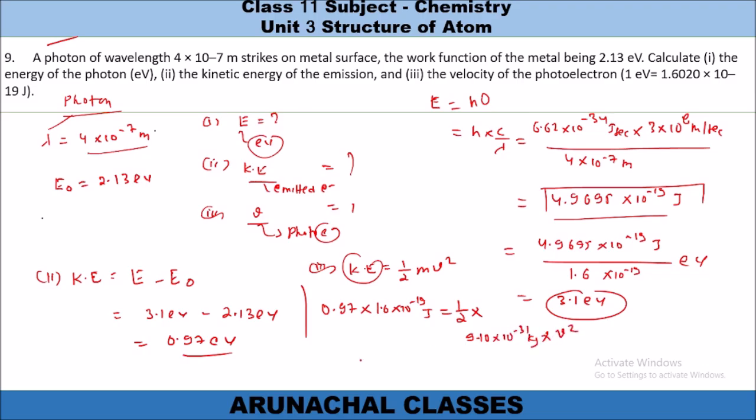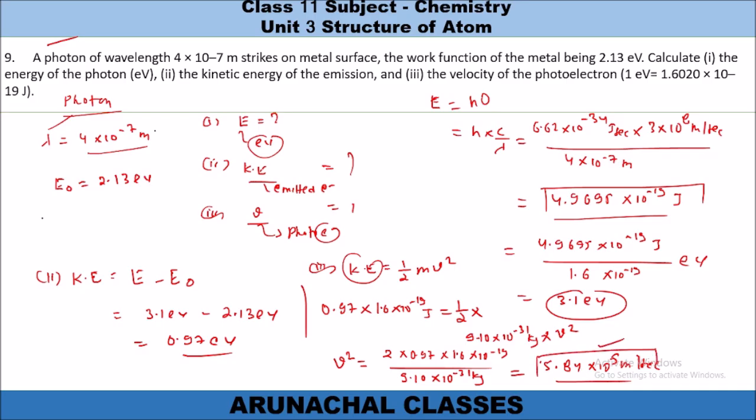Now velocity v square. So finally v square will be equal to 2 multiplied with 0.97 multiplied with 1.6 into 10 power minus 19 divided by 9.10 into 10 power minus 31 kg. If I solve this one, we finally get v square, then v will be what? After solving this one, we will get 5.84 into 10 power 5 meter per second. So that will be the result in this case. This is how we will solve this question.